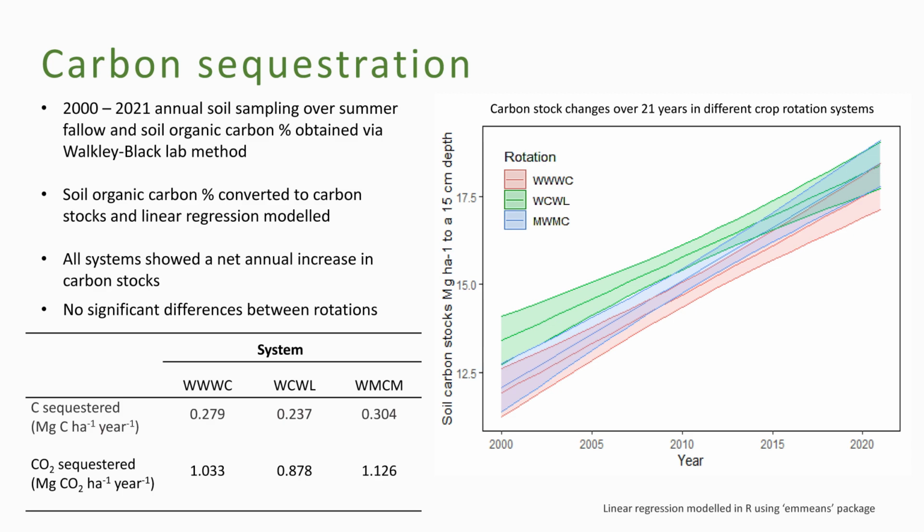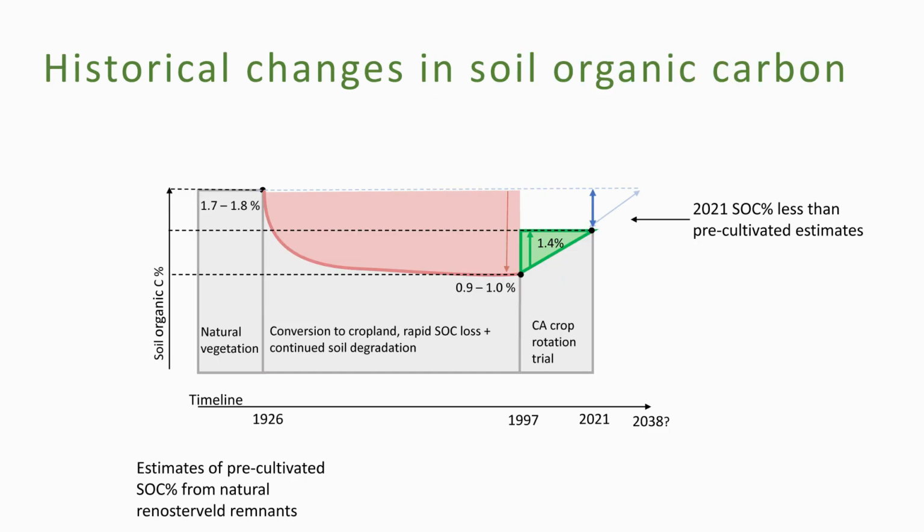Now this increase between the systems, they didn't differ significantly between them. So there are slight differences, but it's not what we call statistically significant. So in other words, there's no difference. All rotations work to sequester carbon, and there isn't one that's better than the others.